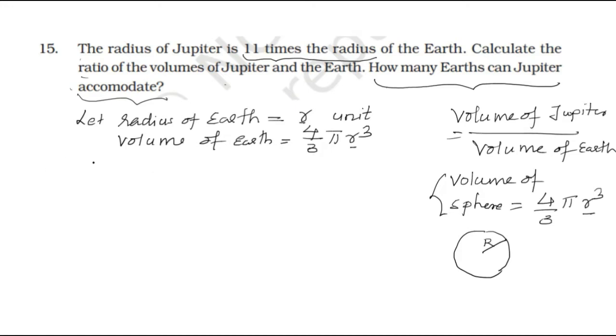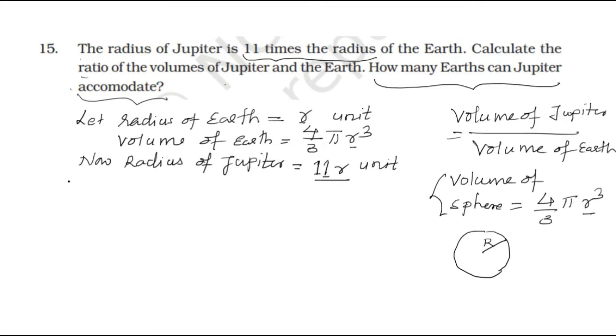Now, radius of Jupiter is given 11 times that of Earth. Right? 11 times that of Earth. And what is the radius of Earth? R unit. And therefore, radius of Jupiter is 11 R unit. So this is the radius of Jupiter. It's 11, right?